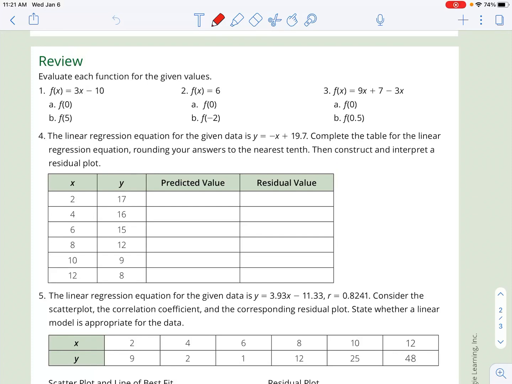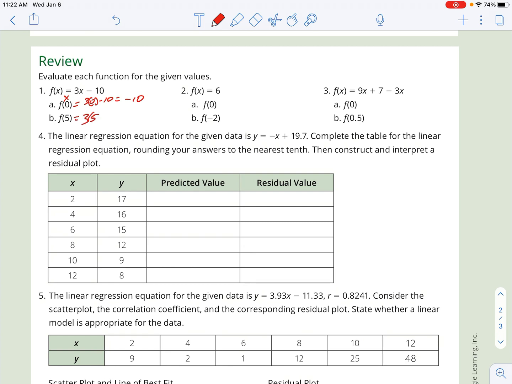Okay, review numbers 1 through 3 to start off with. We are evaluating each function as we did in our notes today. So remember, we're going to plug in for number 1, letters A and B. We're going to plug in x as 0 and then x is 5. So here is where we're going to plug in 3 times 0 minus 10. 3 times 0 minus 10 is going to give me a negative 10.